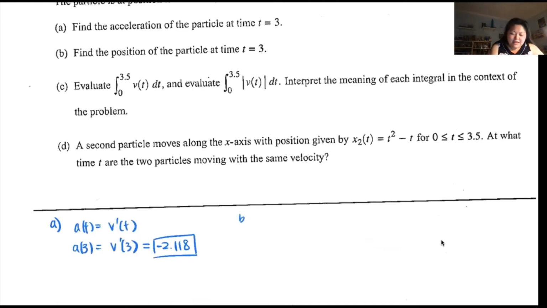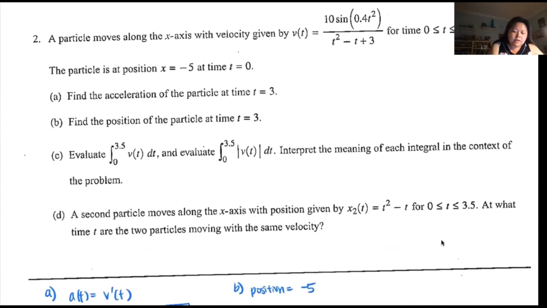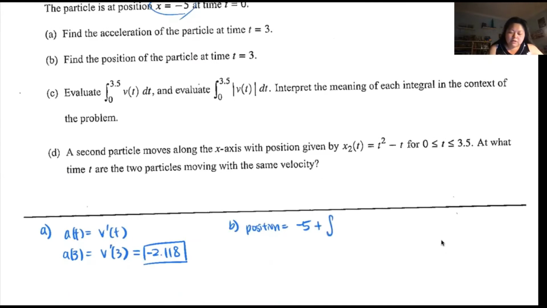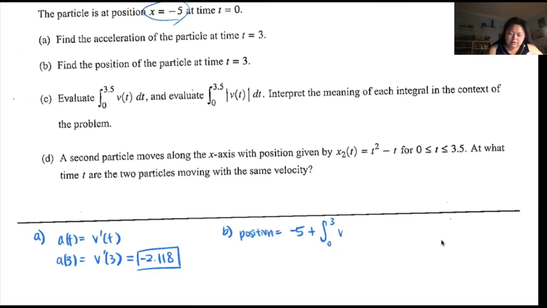All right. Next, find the position of the particle at t equals 3. So again, we start with our initial. So the position equals, we start initially at -5. That's where my particle is, right? And then position is plus the integral of velocity, 0 to 3, and that would be our v of t dt. Okay. All right, so we're going to put it into our calculator.